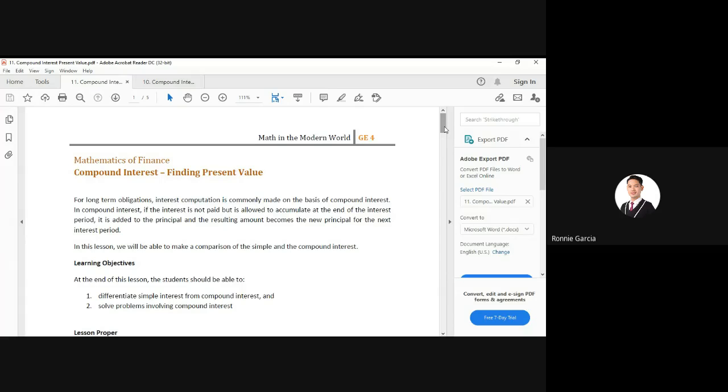So the first part of the explanation in our material is actually taken from the previous material. Kay the same lang man sila. It's under the compound interest. The only difference is at this time we are trying to solve for the present value, also known as the principal.